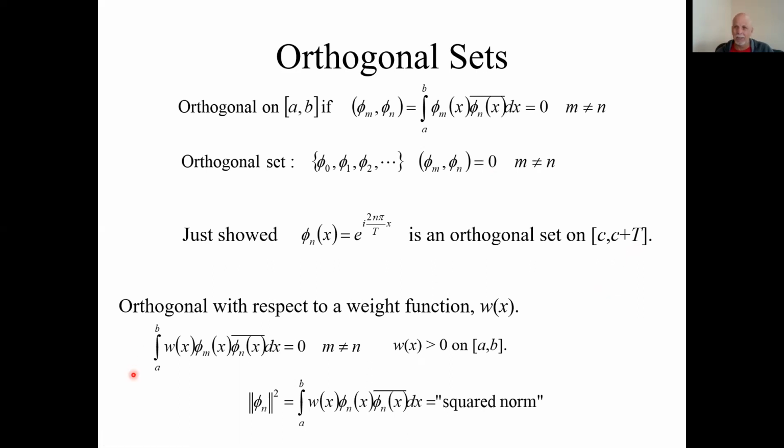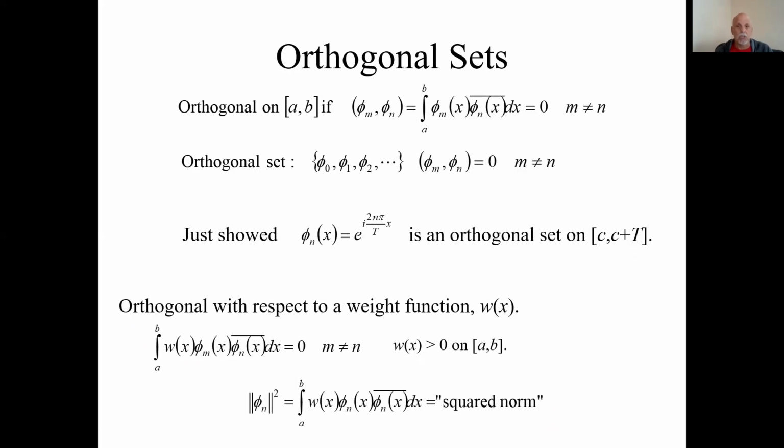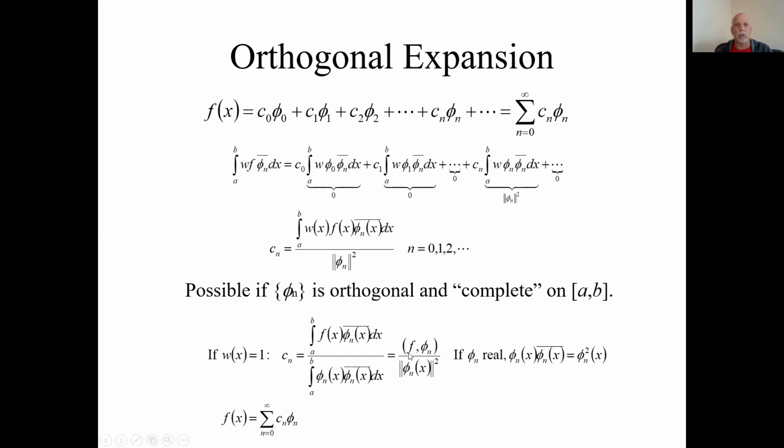We can generalize inner product and orthogonality by inserting a weighting function in this definition of the inner product, where that weighting function must be strictly positive on the interval of interest. And it would have a corresponding squared norm. A lot of the stuff we're going to do, this weighting function is just going to be 1. But let's look at things in general.